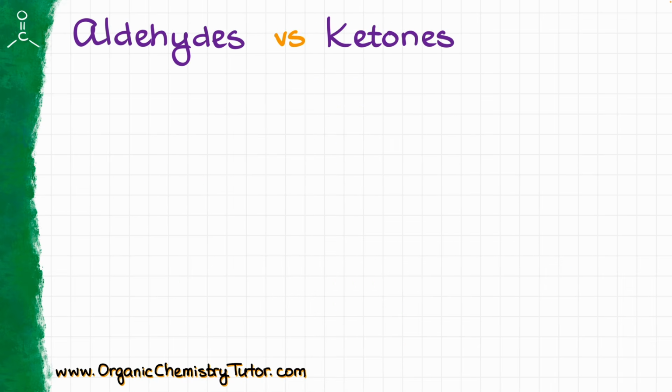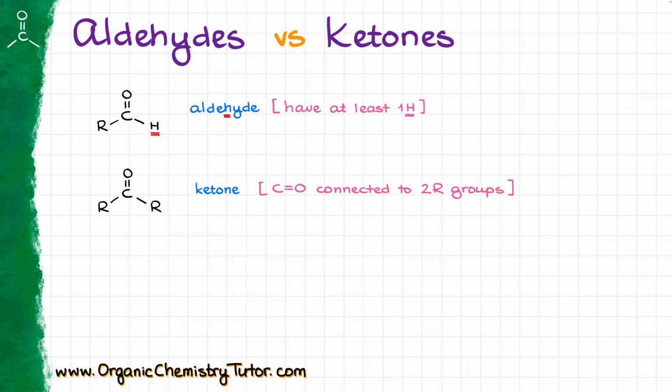So first of all, what exactly is the difference between aldehydes and ketones? Both functional groups contain the carbonyl, which is a C=O double bond. However, aldehydes have at least one hydrogen connected to the carbonyl. So you can remember that an aldehyde contains an H. It's an easy mnemonic. Ketones are connected to two carbon-containing groups. For instance, butanal is an example of an aldehyde because we have this H over here.